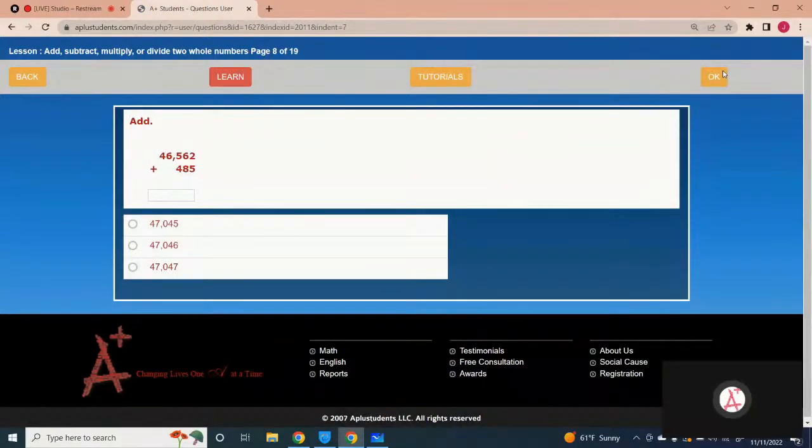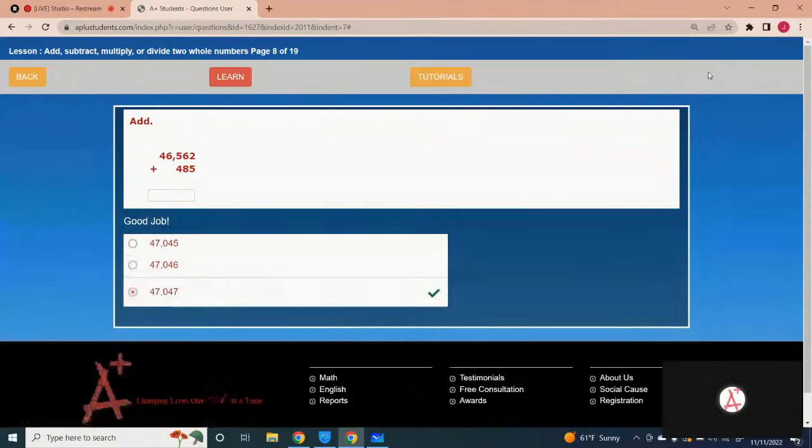Okay, again you have to add 5 plus 2 is 7. 6 plus 2 is 14. Write 4 and carry 1. 5 plus 1 is 0. Then you have 5 plus 5 is 10, 0 and 1 carry, 6 plus 1, 7 and 4. So it would be 47,047. That would be the last option. Select the correct option and click on the OK button.